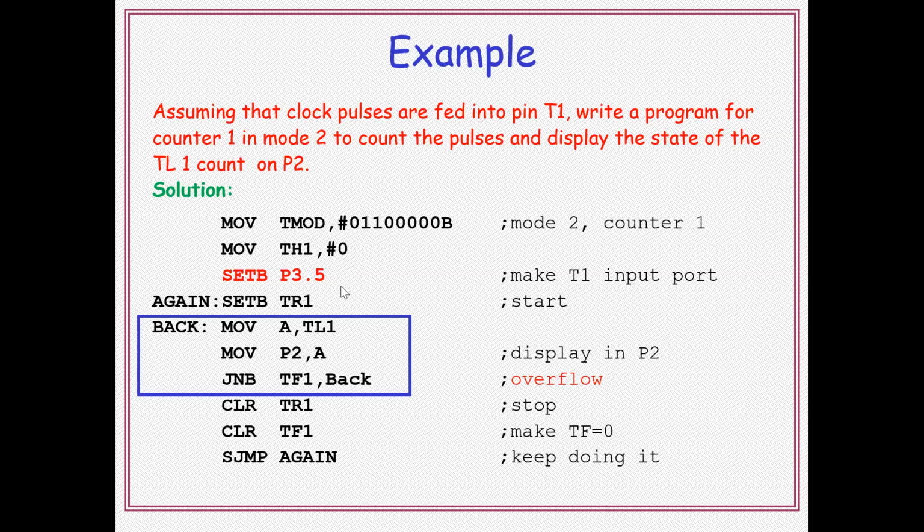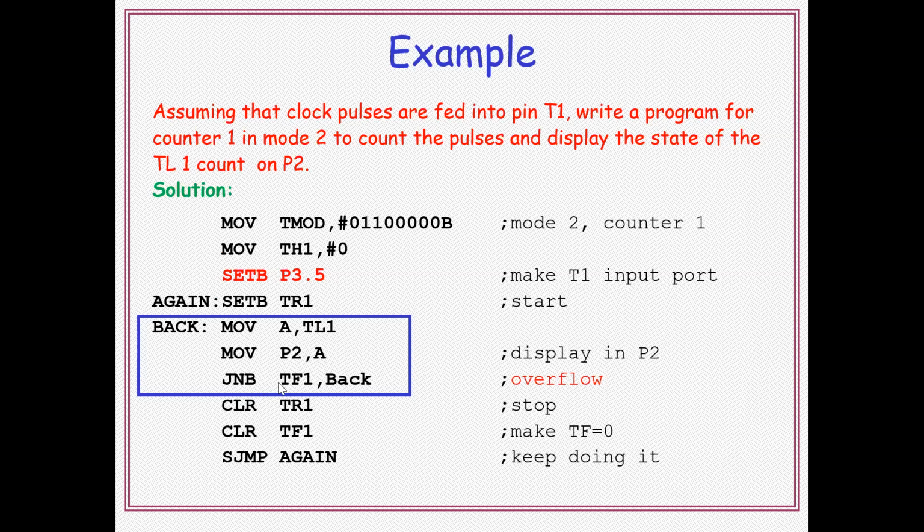So make T1 an input port. We know that 1 indicates input and 0 indicates output. Then SETB TR1 starts the timer or counter. Whatever value is available in TL1 is read into the accumulator, and that accumulator value is loaded into port 2. Assume that port 2 is connected to the LCD display, so that whatever the value is, it is displayed on port 2.